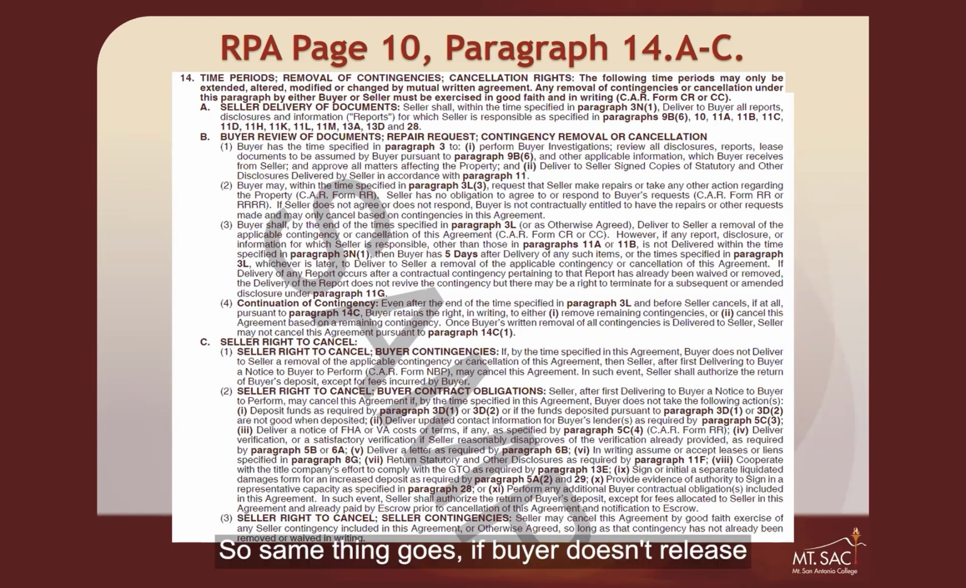So same thing goes if buyer doesn't release their contingencies in the time provided, 17 days or 5 days after receipt, whichever is later, seller can give a notice to perform. It is a 2-day notice to perform, and seller can give it 2 days early. So presumably on the 15th day, right? Once the seller gives that notice, they do not have to cancel, but they cannot cancel unless they first give the notice. Okay, so that's important.